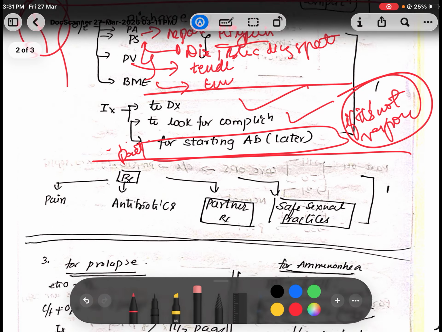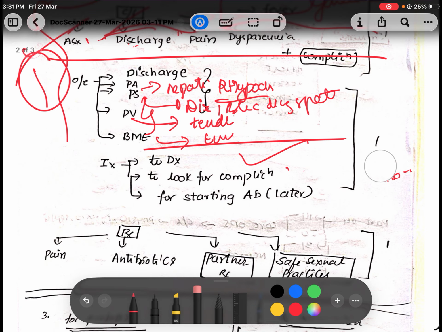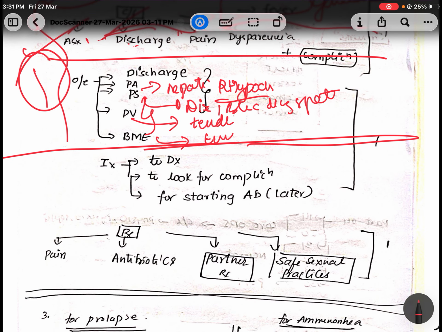Again, I'm not discussing aims and all. I've discussed everything in detail in the video. This is a video where the aim is to give a general template, so I'm not discussing anything about that.